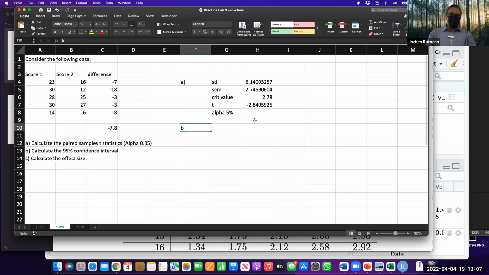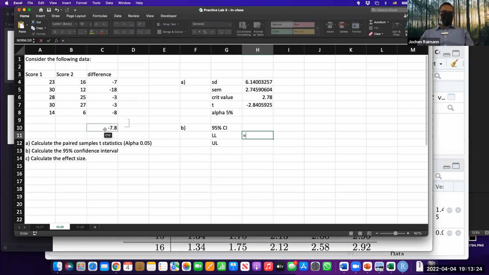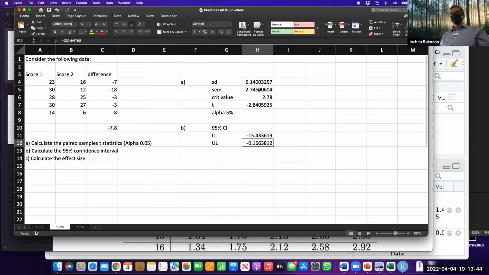Good. So this is now our t statistic. Now we need a 95% CI, and that we know already in and out. Lower limit, upper limit. So we're calculating the lower limit now: minus 7.8 minus critical value 2.78 multiplied by the standard error of the mean. This is minus 15. Now we're doing upper limit: plus 2.78 multiplied by standard error of the mean, minus 0.16. Yep.